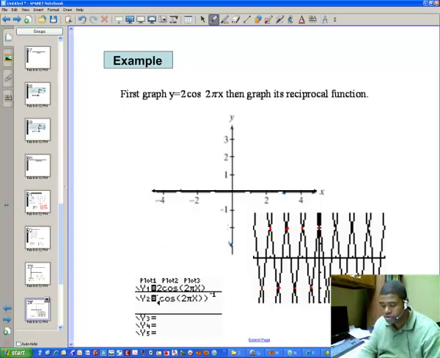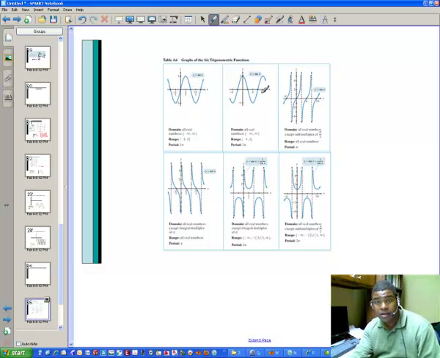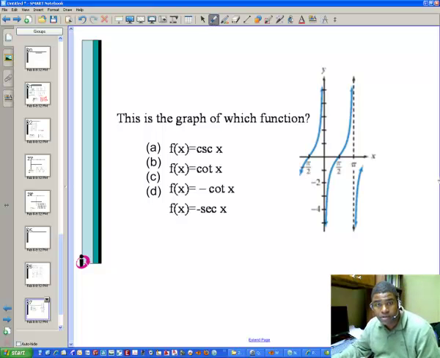Again, there are 6 curves, and we just want to give them the rundown real quick. We looked at the sine, cosine, tangent, cotangent, the cosecant, and the secant function. Now this says this graph is what function, and we can kind of narrow it down. We know that the cosecant is actually going to give us a U shape. We know that the secant is going to give us a U shape. And now it's either going to be cotangent or negative cotangent.